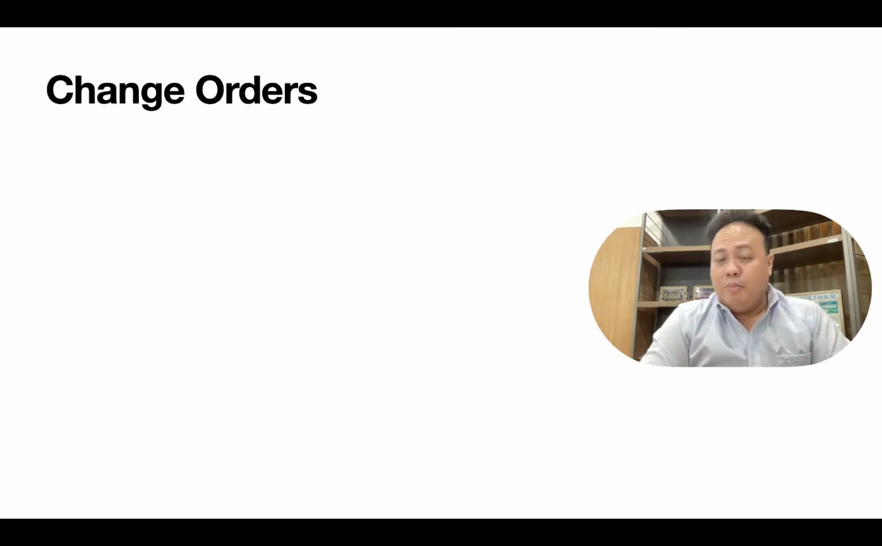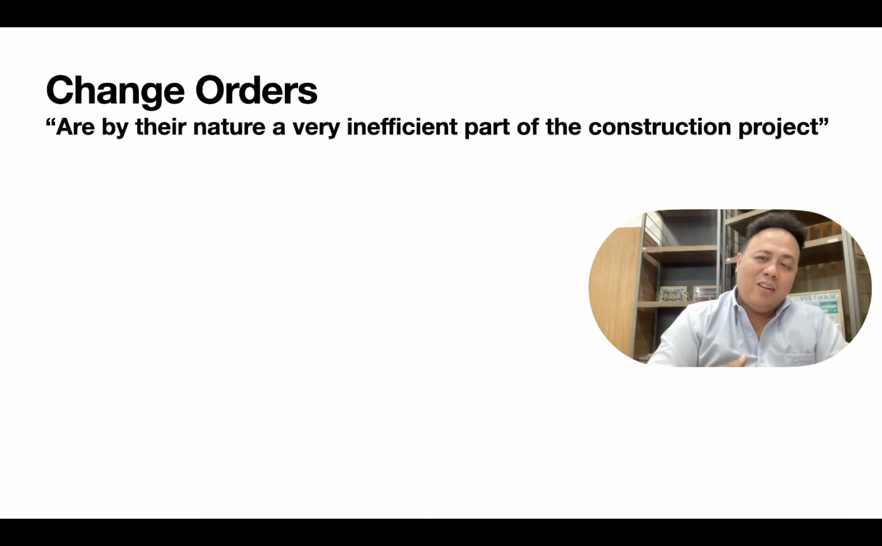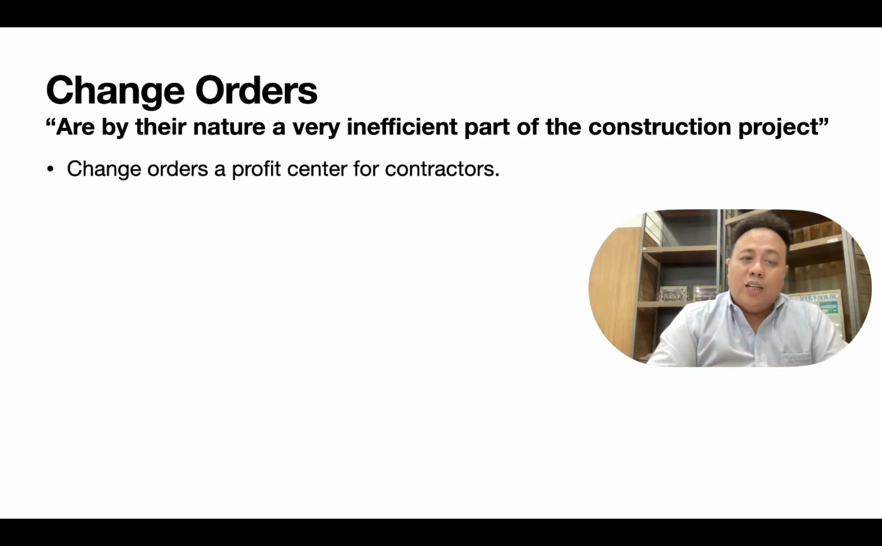So the next would be change orders. Change orders are by nature a very inefficient part of a construction project. If there are too many change orders, you redo work and you will have a lot of additional costs and additional time claims, so it will balloon the project cost very fast. Change orders are also a profit center for the contractors. Maybe contractors love change orders, they would want more work, but it is on a case-to-case basis.